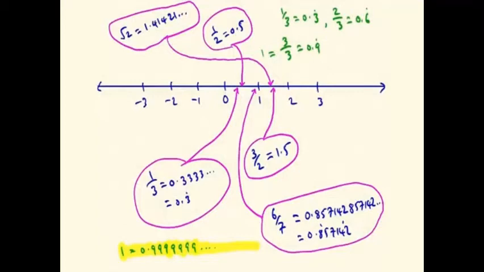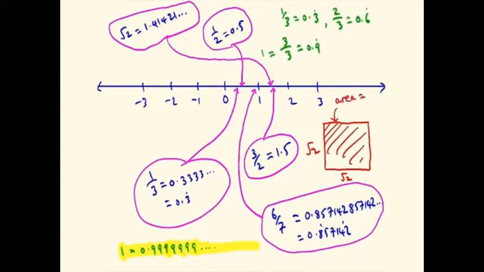So if I take a square, okay, whose side lengths are this number, the square root of 2, when I multiply these two numbers together, I get an area which is exactly 2 square units.